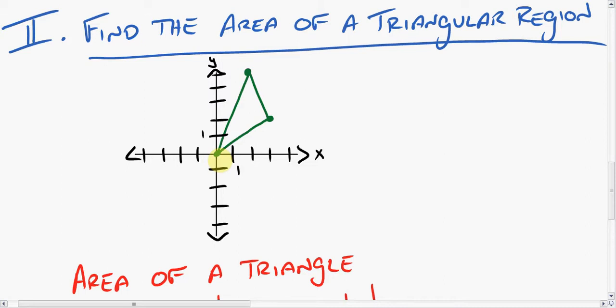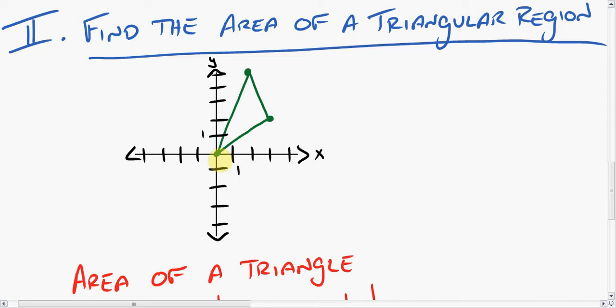This is section 3.7, part 3, where we want to find the area of a triangular region. So, finding the area of a triangle. We all know the formula for the area of a triangle is 1/2 base times height. So, could you use this? Yes. But we don't know what the height is. We don't know what the base is.